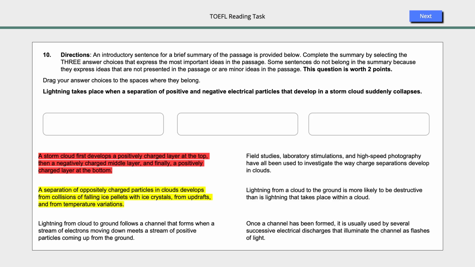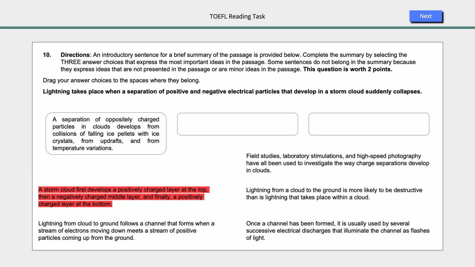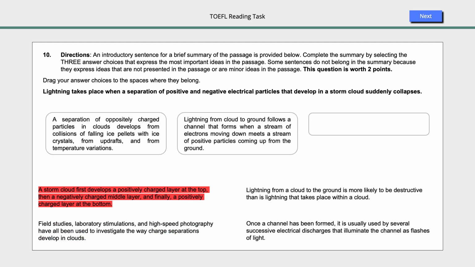The next sentence says, a separation of oppositely charged particles in clouds develops from collisions of falling ice pellets with ice crystals, from updrafts, and from temperature variations. This fits with what's said in paragraph 2. This information is essential to understanding how lightning is created, so it should be included in the summary. Let's move it up. The next one says, lightning from cloud to ground follows a channel that forms when a stream of electrons moving down meets a stream of positive particles coming up from the ground. This explains how the lightning can reach the ground. This is also an important focus of the passage, so this should be included too.